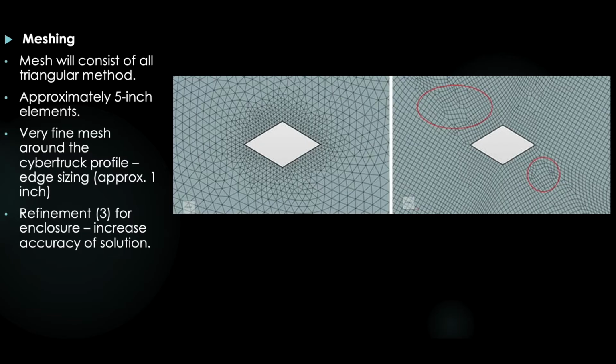For our meshing, our mesh will consist of an all-triangular method of approximately 5-inch elements. We want to create a very fine mesh around the Cybertruck profile. We're going to use edge sizing of approximately 1 inch, and we're also going to use refinement of a value of 3 for the enclosure just to increase the accuracy of the solution. Our main goal is to have a uniform meshing, as can be seen on the left, whereas on the right you can see some inconsistencies, and those inconsistencies can cause inaccuracies in your solution.